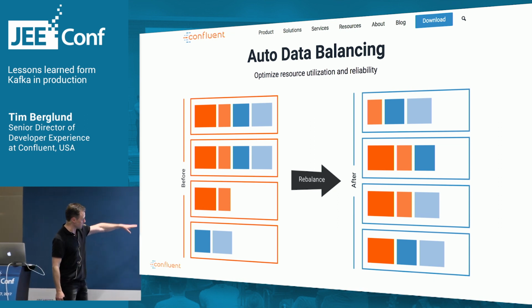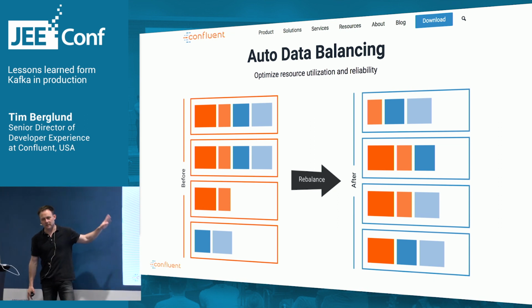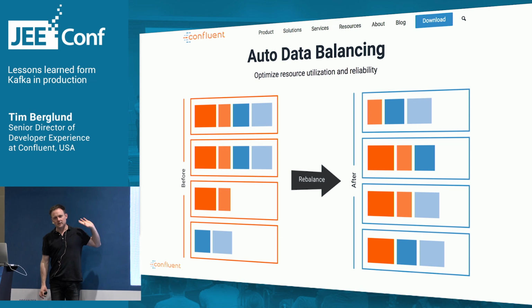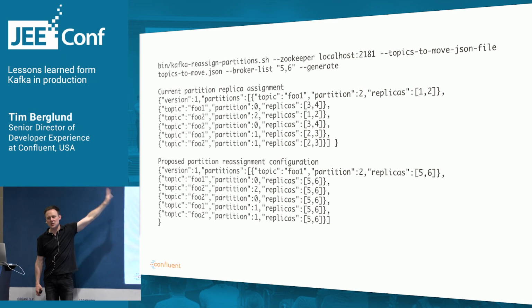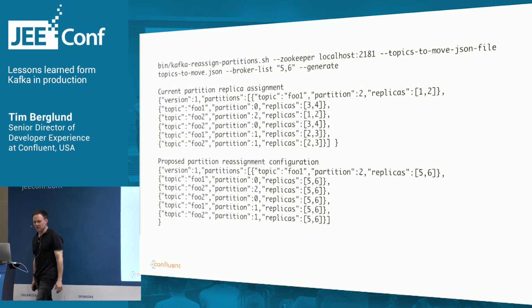This is part of the commercial stuff that Confluent makes. It's a feature that automates the rather manual process of moving partitions around.